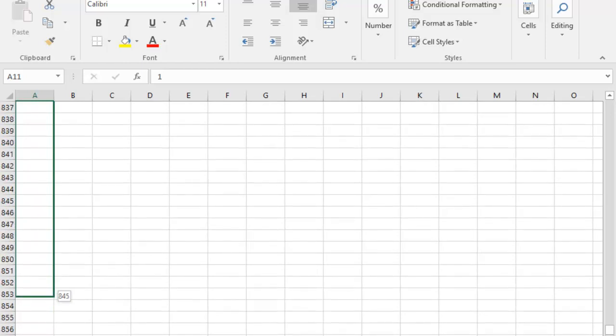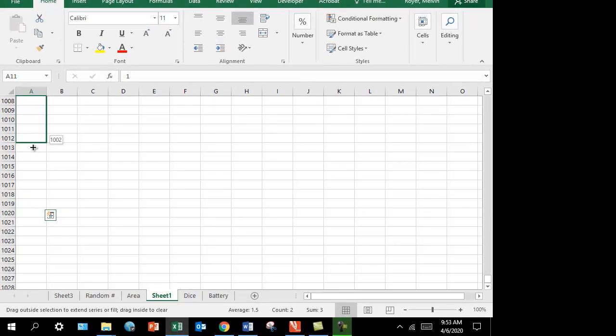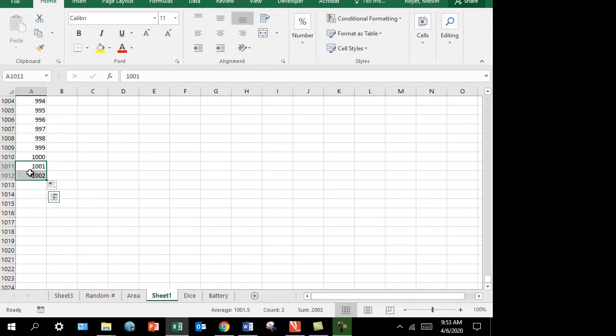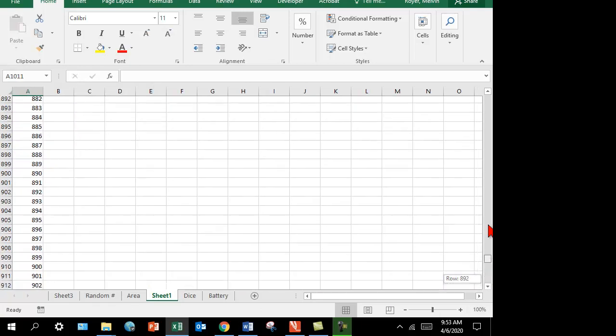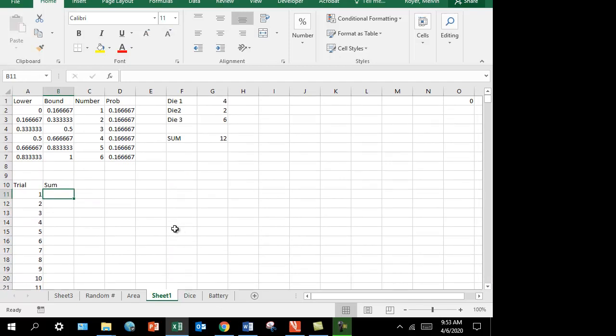So we're getting close here. And I think about right in here. And I got a couple extra, which I will clear. So now I have exactly 1,000 numbers there. What do I want Excel to do? To calculate a sum of a die roll. And now let's have Excel fill out the rest of the table.